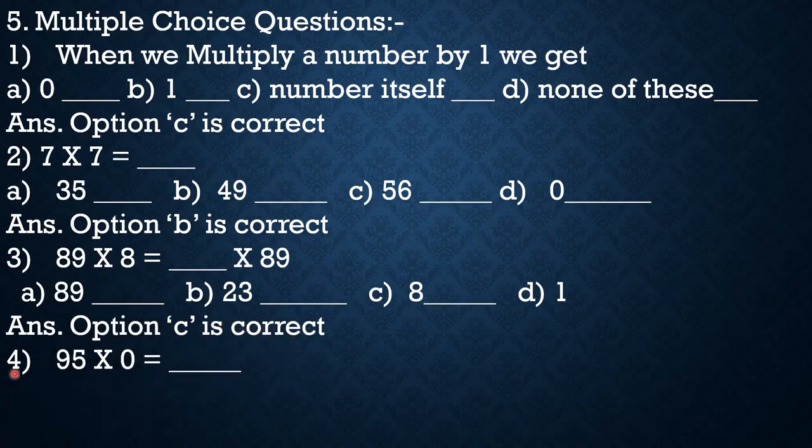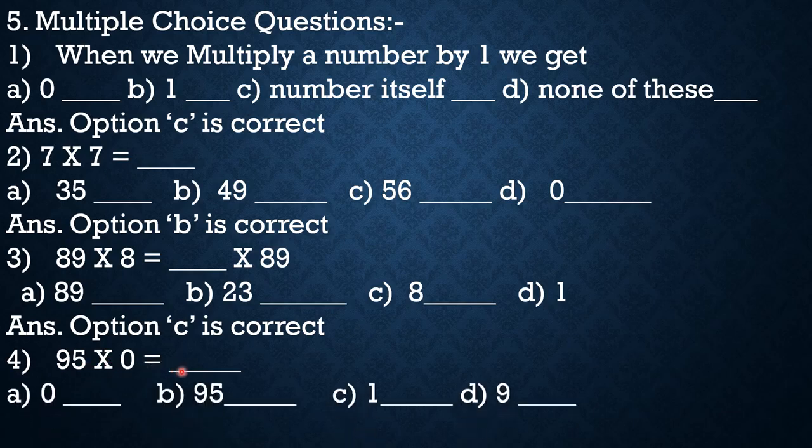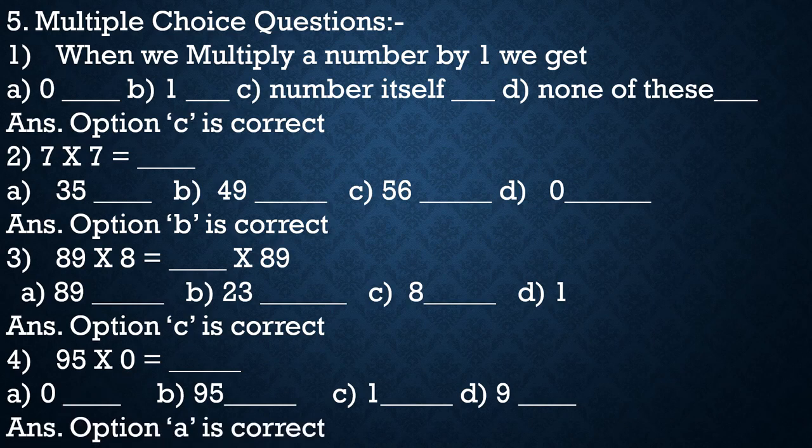Now in question number 4, 95 multiplied by 0 is equal to dash. So options are A 0, B 95, C 1 and D 9. So when we multiply a number by 0, we get 0. So this is option number A. So option A is correct. Understood beta?